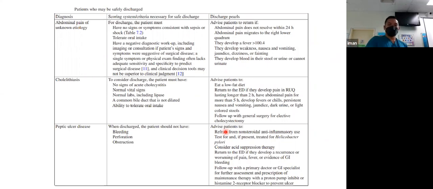For PUD, make sure on discharge there's no more bleeding, no perforation, and no obstruction. Advise the patient to avoid any non-steroidal anti-inflammatory use. And also consider treating the patient for Helicobacter pylori.